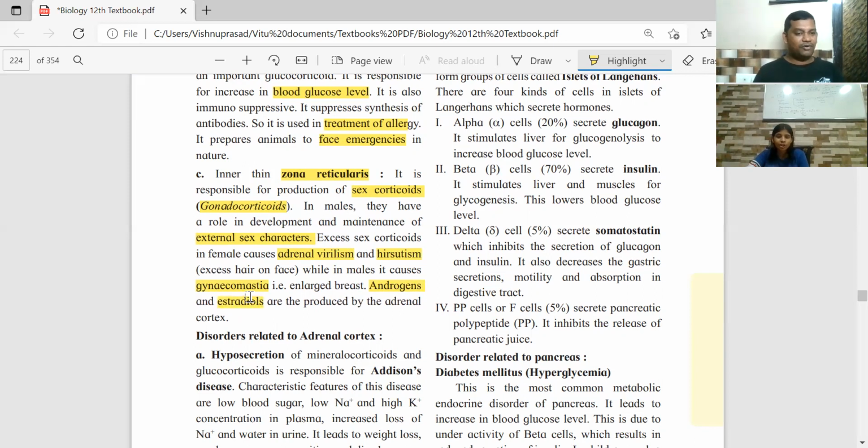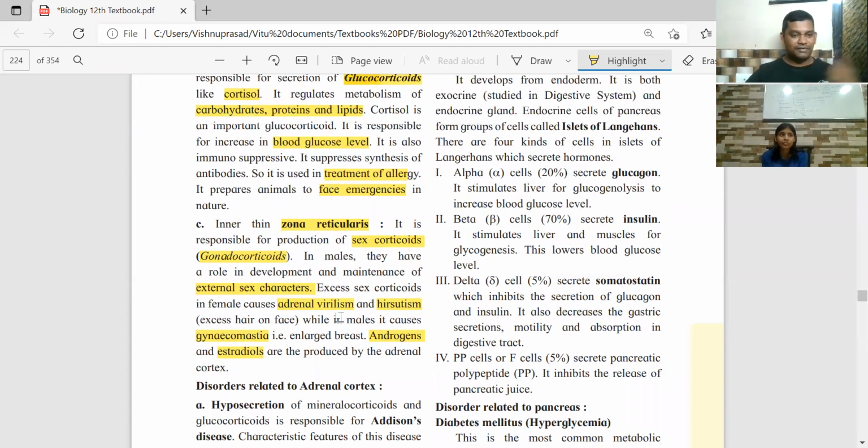Which are the sex corticoids produced by zona reticularis. This group of hormones is called gonadocorticoids. Androgens and estradiols. Adrenal cortex is clear: the different layers of the cortex and the different hormones produced from each.